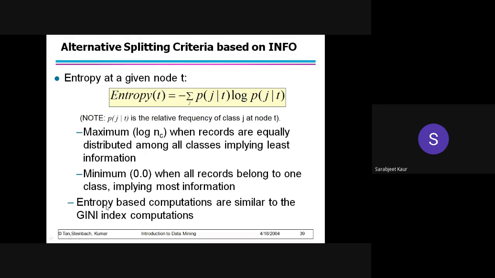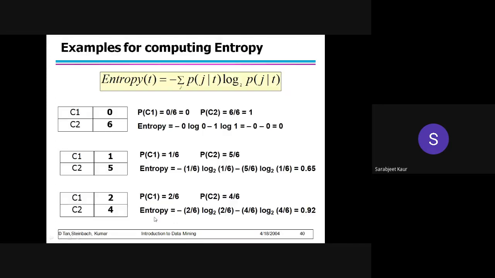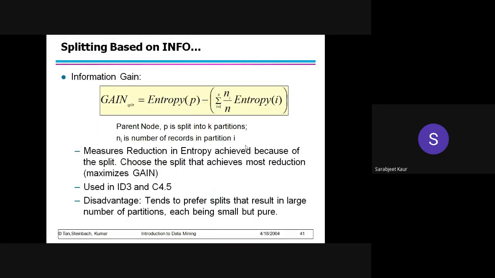The entropy based computations are similar to the Gini index computation. So this is what I told you earlier. We can also look at an example to make our discussion clearer. Again, the same example, if you see, for each node we compute the probability of class C1 and C2, and then we put it into this formula. So you need to work out these examples with your own hand. That is it, right?